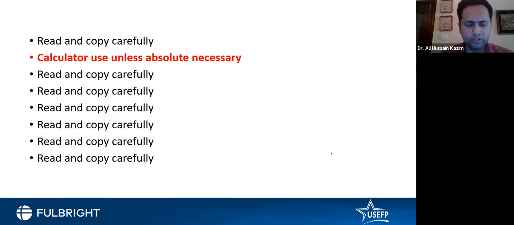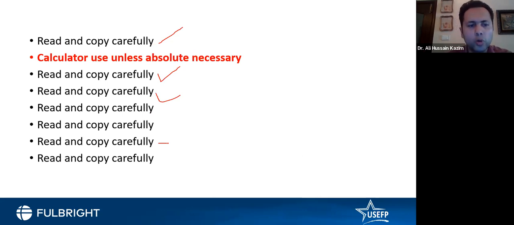So the most important instruction is: read and copy carefully. This is the most important instruction. And calculator use only when absolutely necessary.